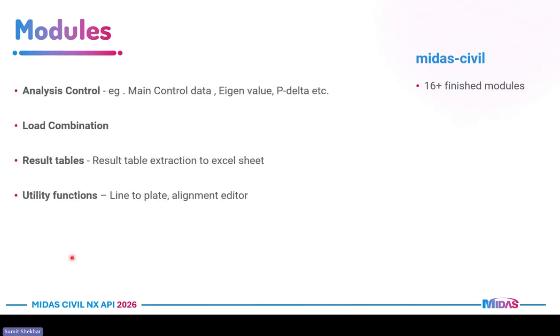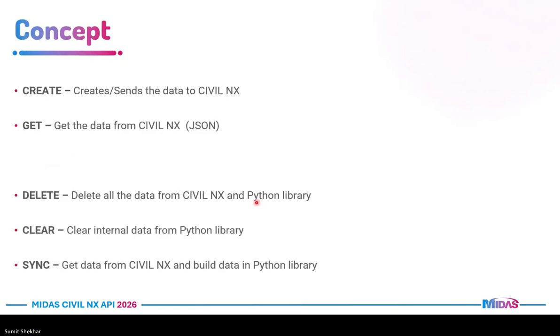If we are dealing with, let's say, response spectrum analysis or eigenvalue analysis, we can also control them through the analysis control window. We can define the load combination. We can extract the result tables and result images, and we can use various utility functions that are already defined. So this was the overall overview of the MIDAS library. Today we are mostly going to see the basic concepts that are applicable in the MIDAS Civil library and how it can be used to interact with Civil NX.